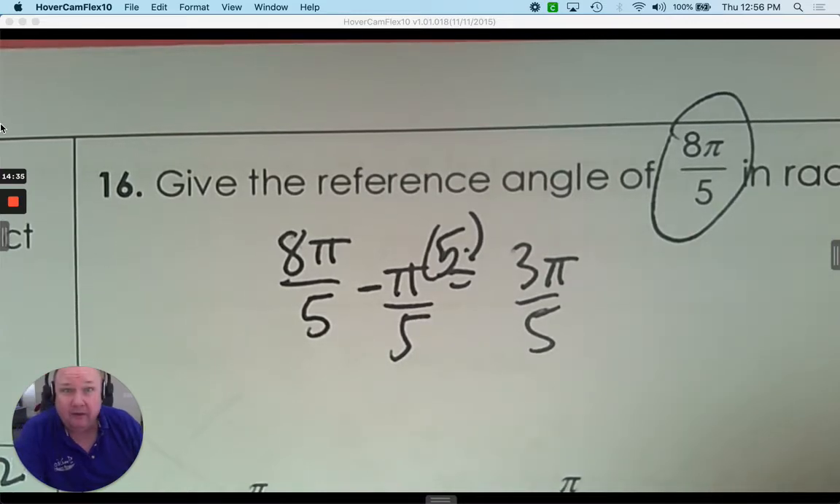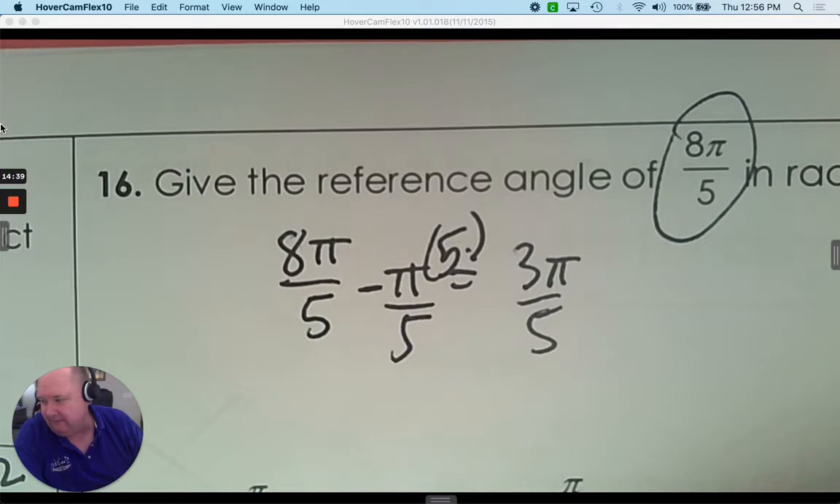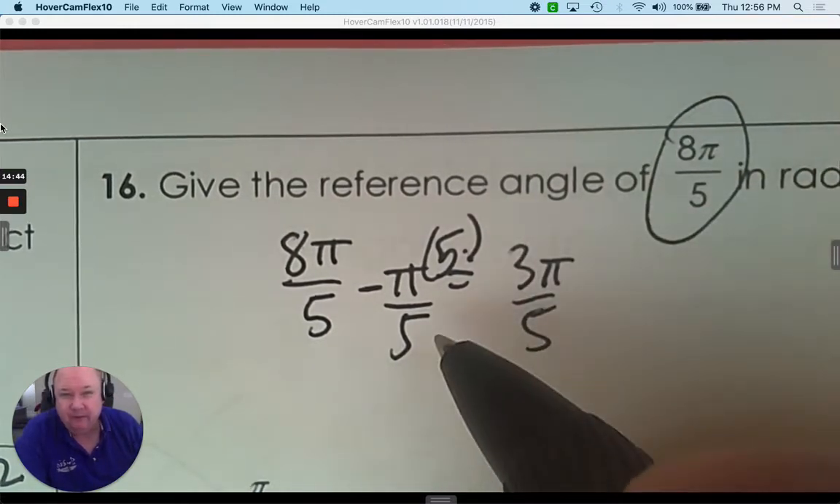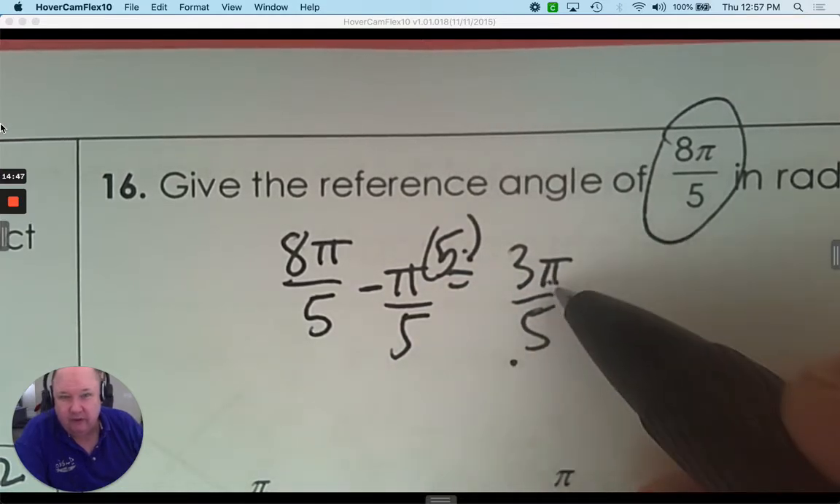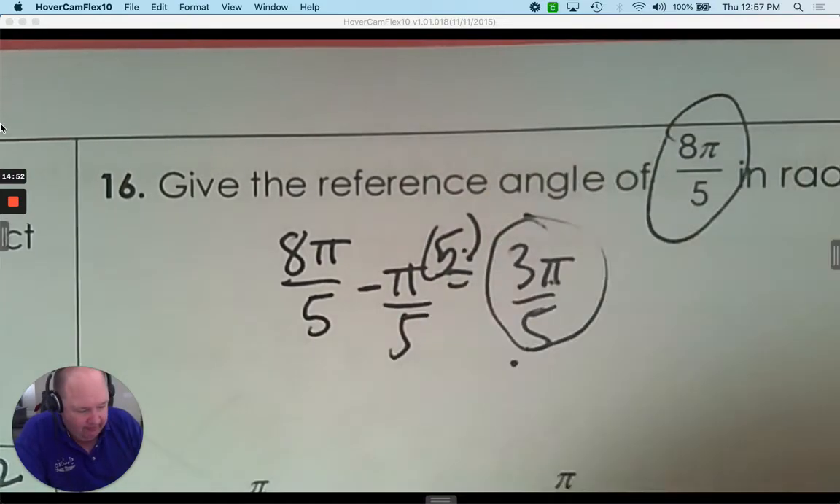I get a different answer here. Let me just double check to see what's happening. So 3 over 5, pi over 2. So that's actually too big. So there's no answer that matches.